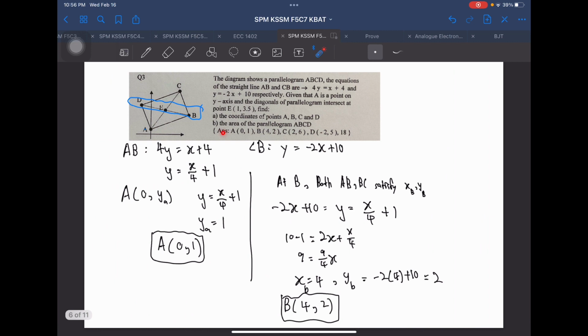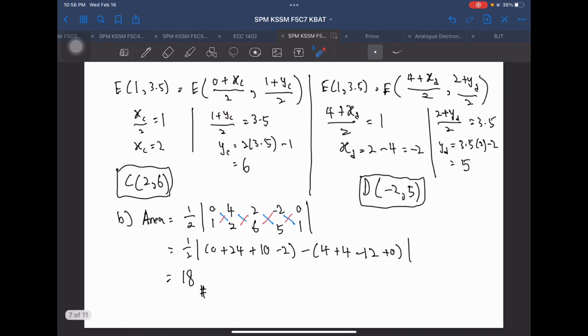So let's go to the second part, where you're asked to find the area of the parallelogram. So let's use the area formula, okay? Area equals 1 over 2 times the absolute value of: first point, second point, third point, fourth point, come back to the first point. So in this case, first point is A (0, 1), B (4, 2), C (2, 6), D (-2, 5), and come back to the first point, A (0, 1).